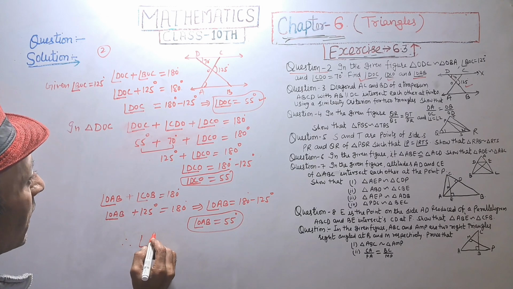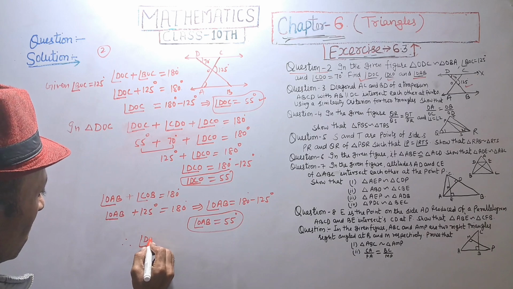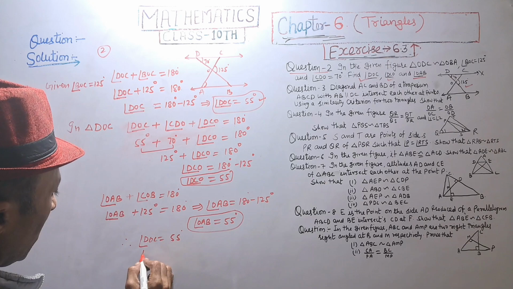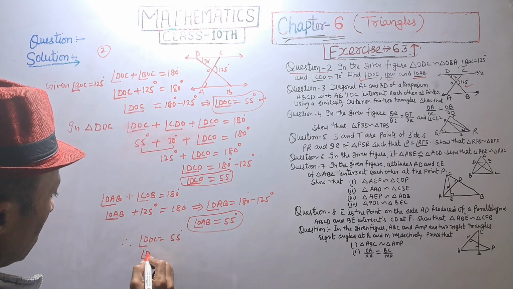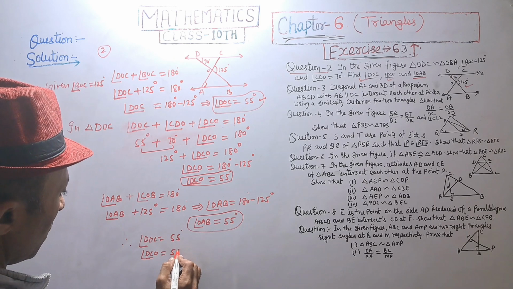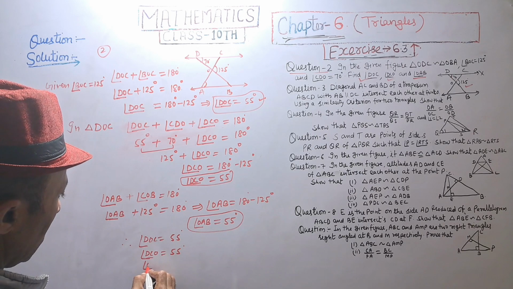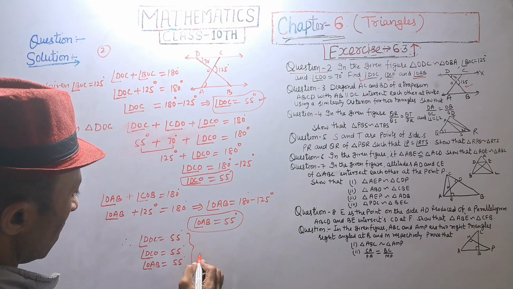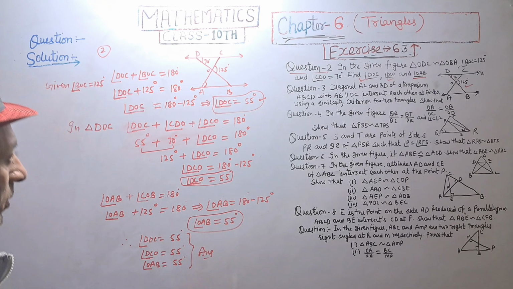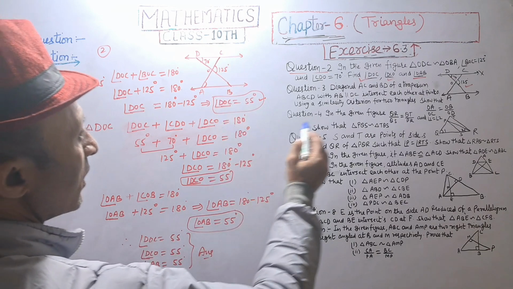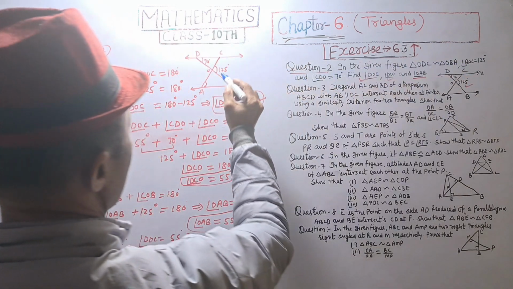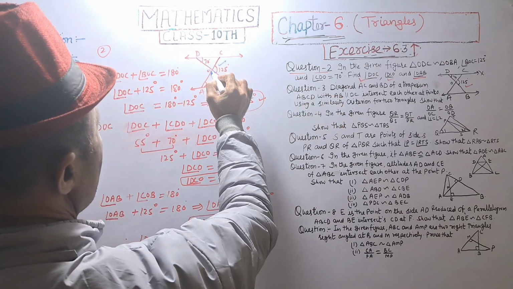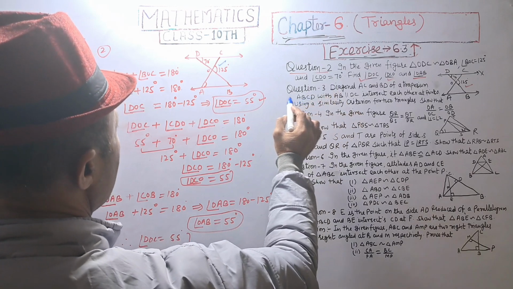So angle DOC is equal to 55 degrees, angle DCO equal to 55 degrees, and angle OAB equal to 55 degrees. Answer. Angle BOC is equal to 125 degrees and angle CDO is equal to 70 degrees.